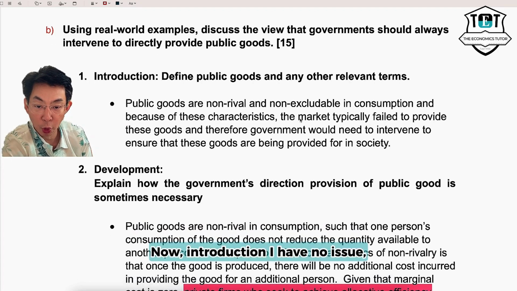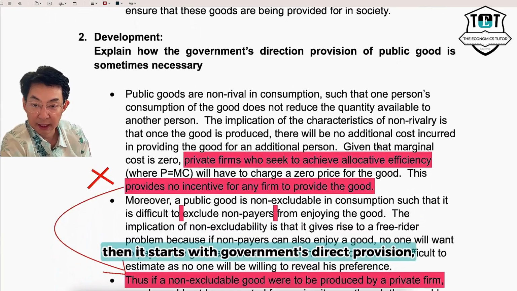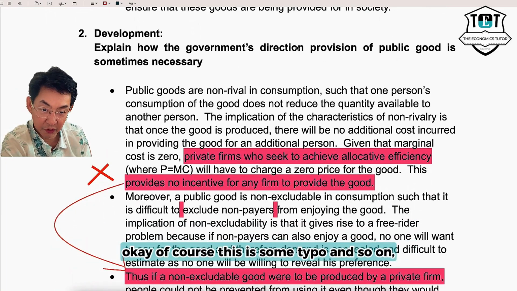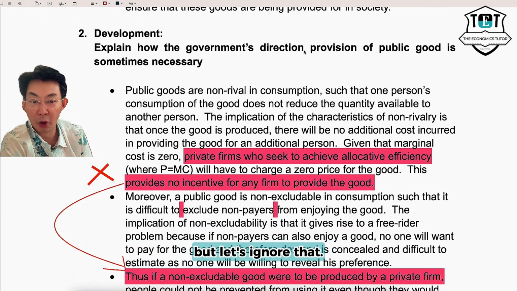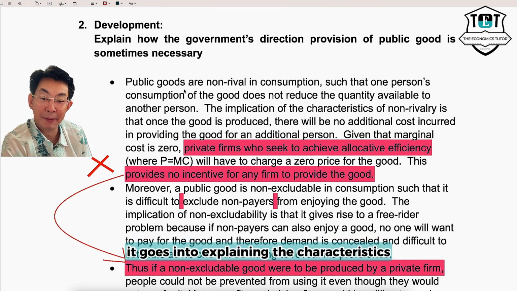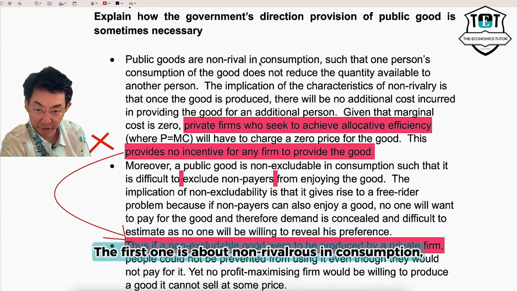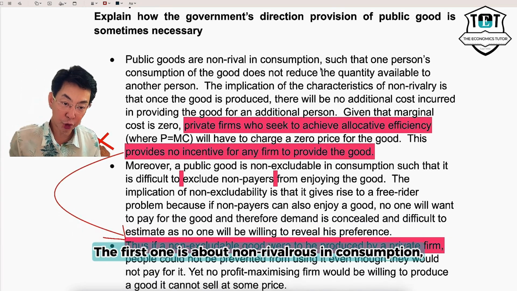Now, introduction, I have no issue. You can run through this on your own. Then it starts with government's direct provision, of course there is some typo and so on, but let's ignore that. Direct provision, sometimes necessary. Then essentially it goes into explaining the characteristics of the public goods. You run through this yourself. The first one is about non-rivalrous in consumption.